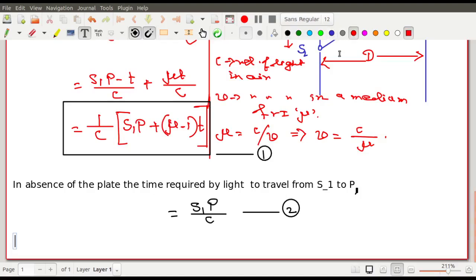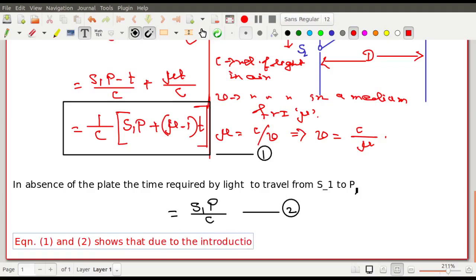Let me write it as an important conclusion. Equations 1 and 2 show that due to the introduction of the plate, the effective optical path of any ray changes. This is true not only from S1 but for any ray which is traveling through that sheet, for anyone which is passing through that sheet.